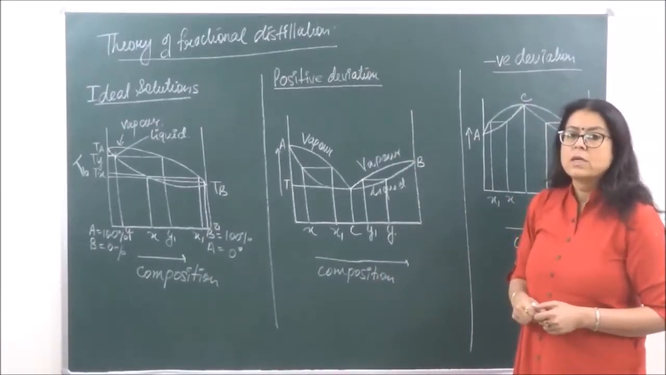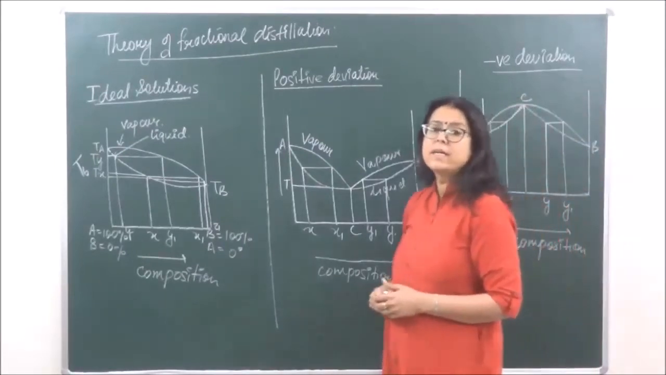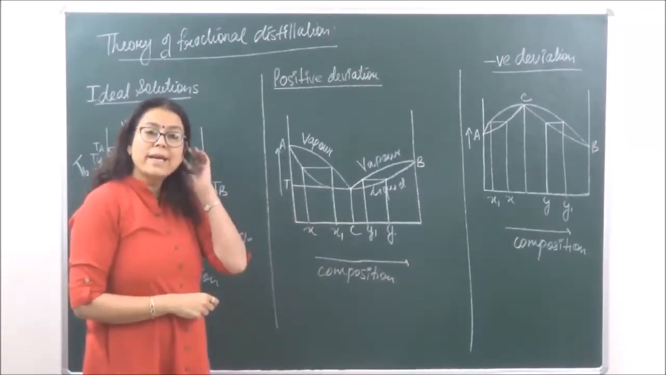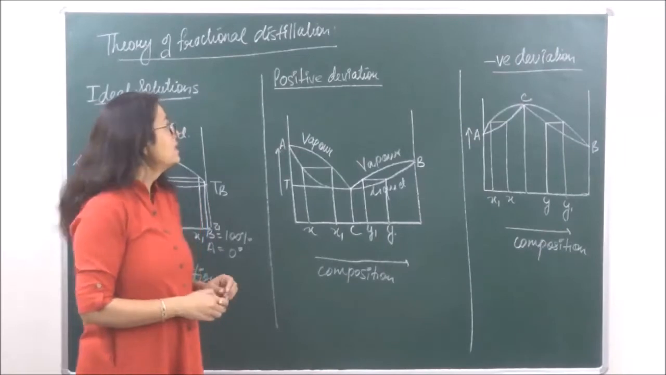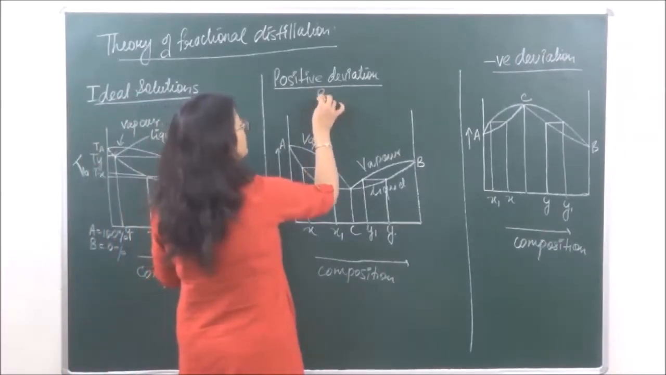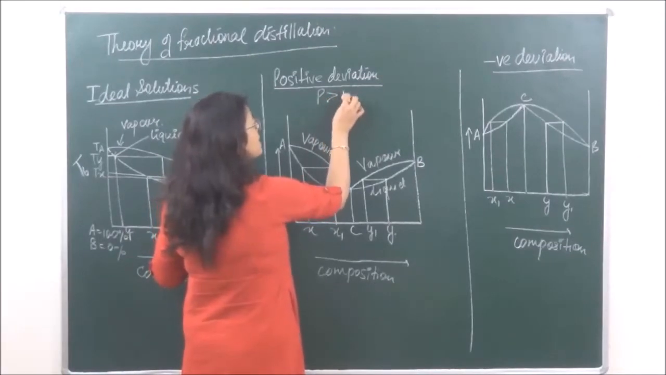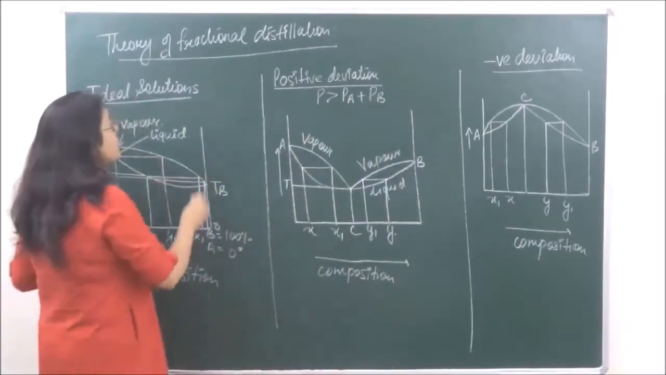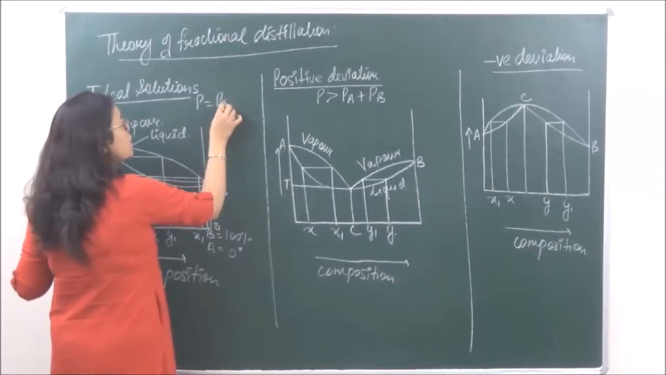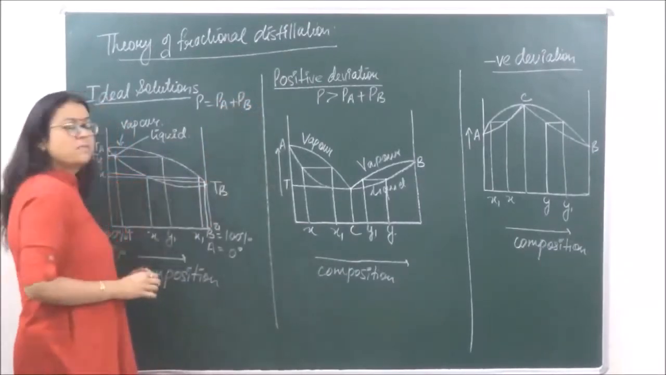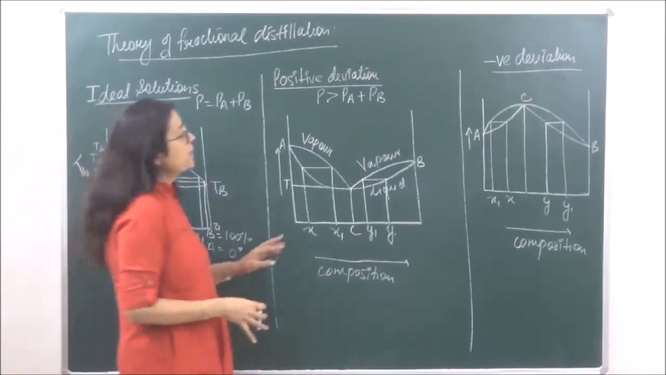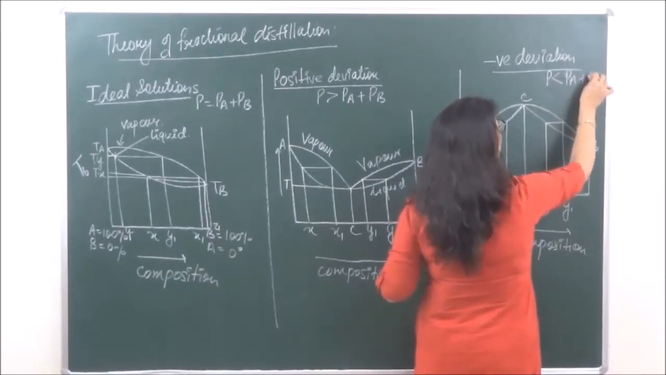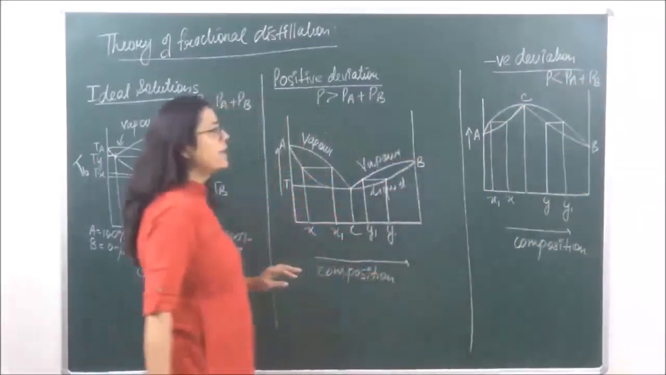positive deviation. Now in positive deviation, we have already studied according to Raoult's law that the total pressure is going to be greater than the sum total of PA and PB. This we have done. So I am just going to put it over here. Total pressure is greater than PA and PB, and for ideal solution, total pressure is equal to PA plus PB. Okay, and over here we are saying in negative deviation the total pressure is less than PA and PB.